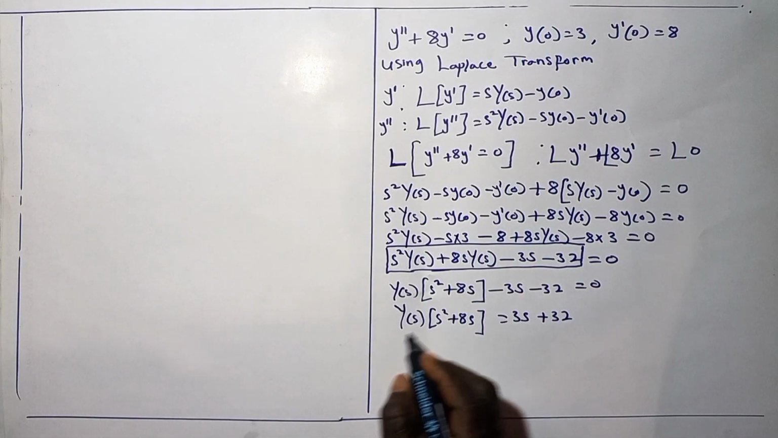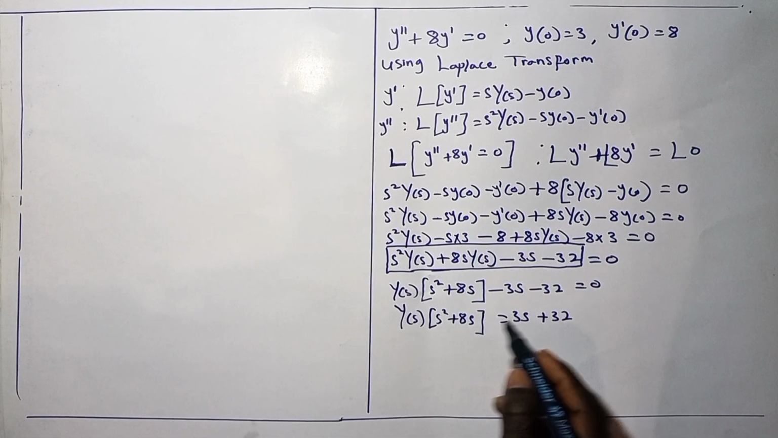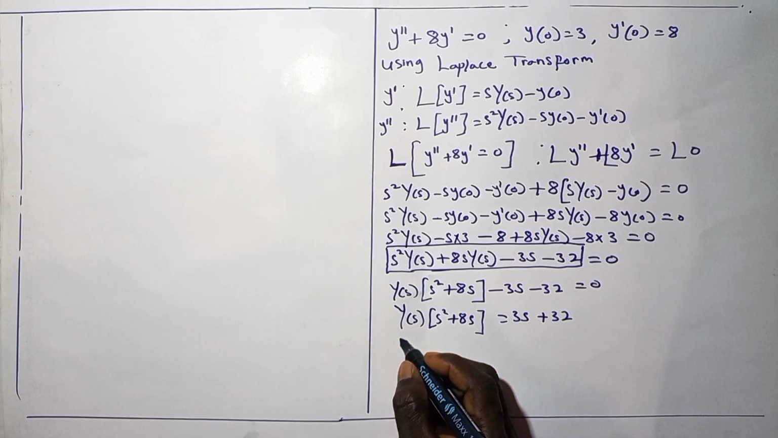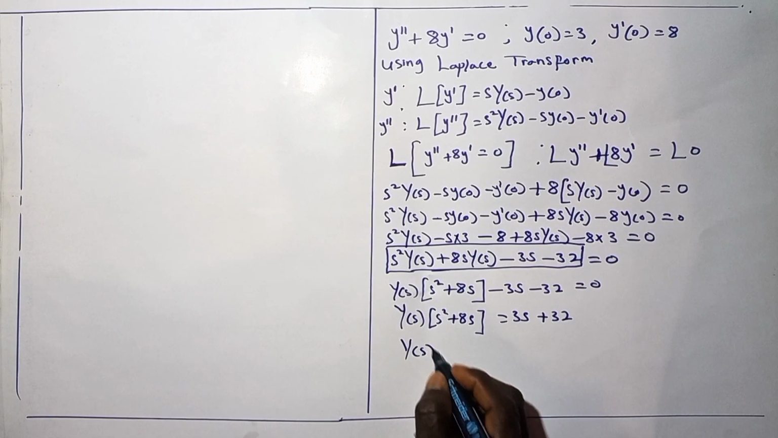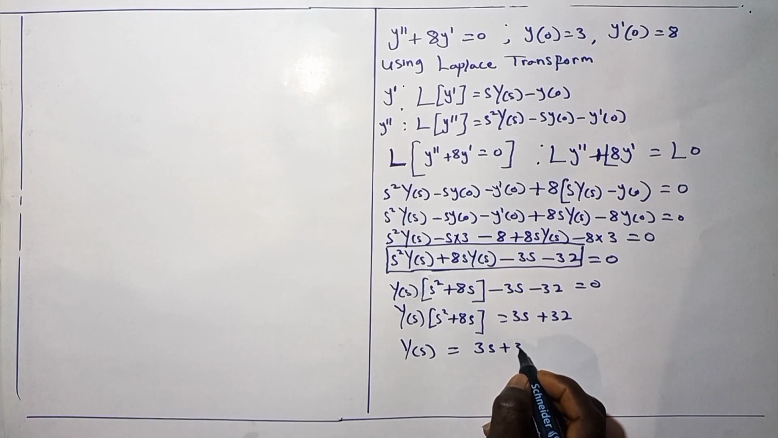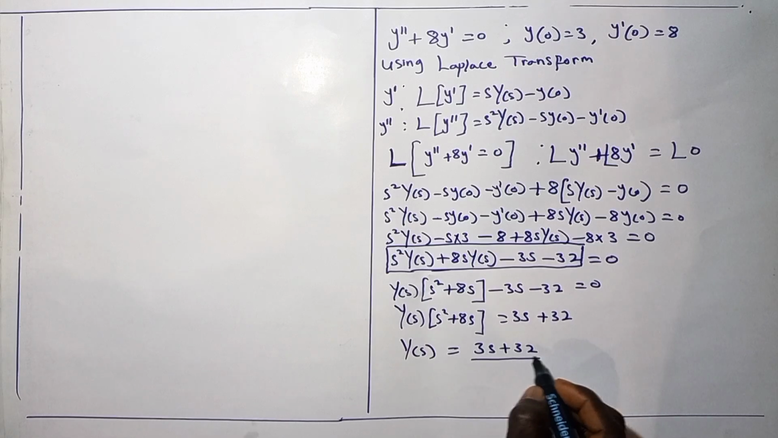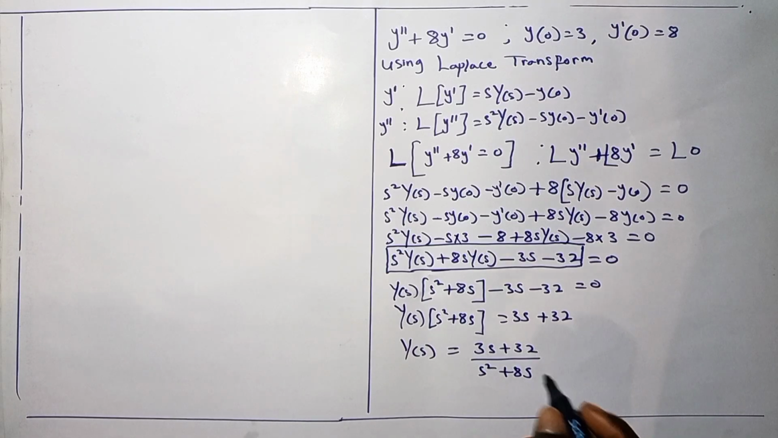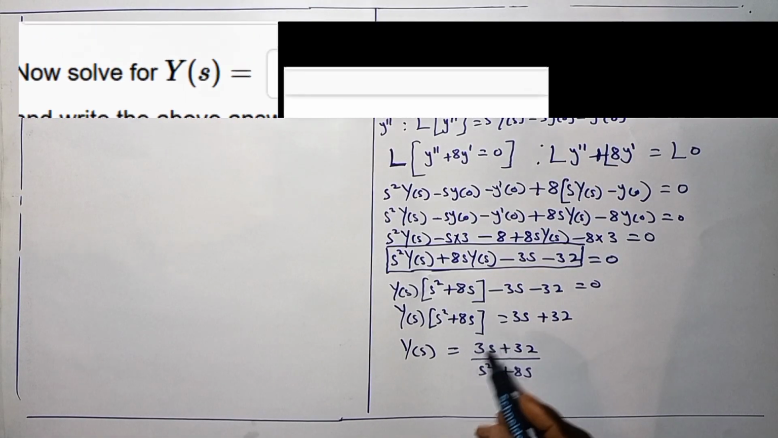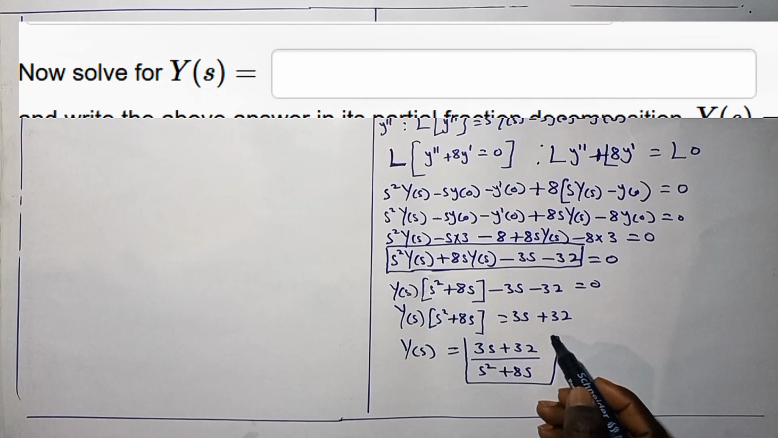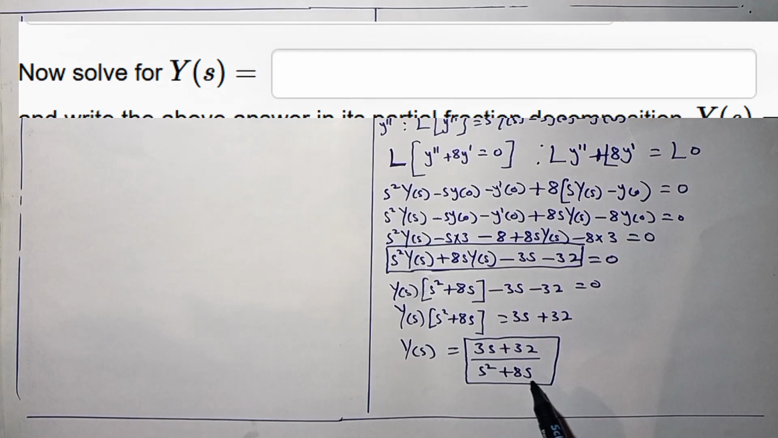Then let's isolate y of s. So we divide both sides by s squared plus 8s. So this gives us y of s is equal to 3s plus 32 all over s squared plus 8s. Now this is the second box we are asked to fill. So let me put it in a box.